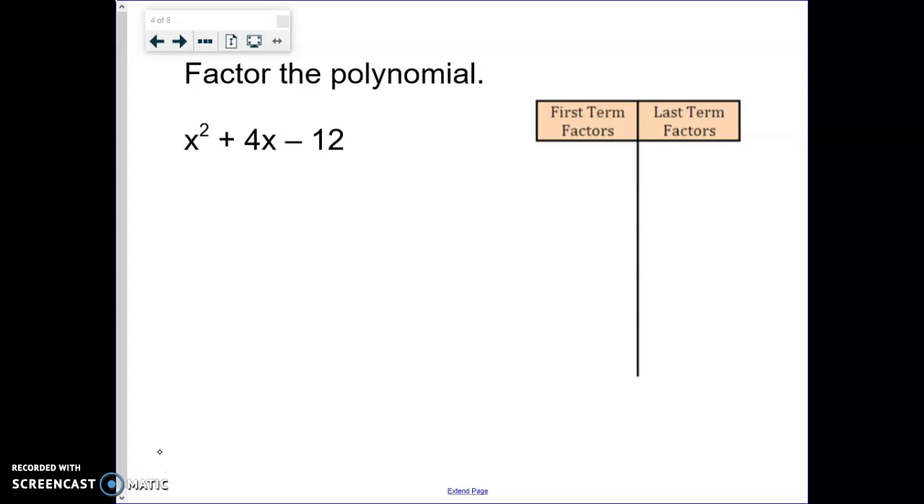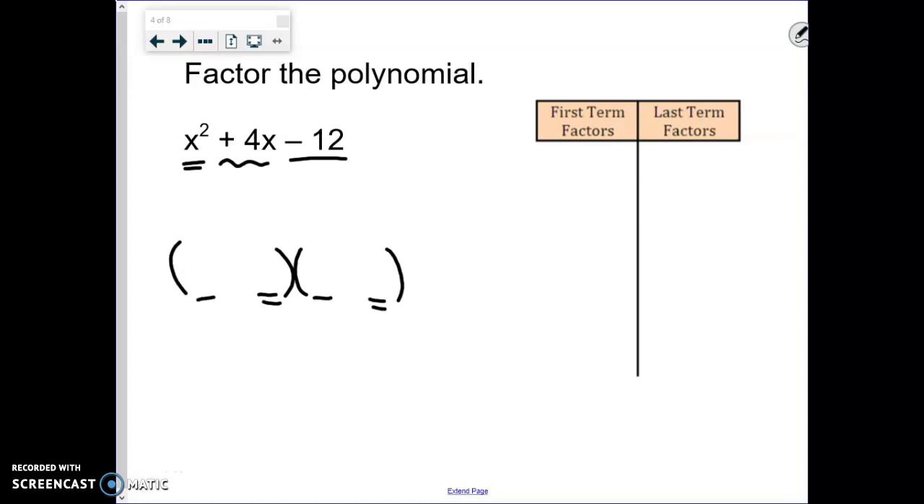So, what we're going to do is we're going to set up a little T right here where we're going to break up the factors of the first term and the factors of the last term. Because remember, when you set up your method here, we're going to break this down into two binomials. In other words, we're going to break it down into some binomial times another binomial. Well, the first terms have to give you x squared. The last terms have to give you the negative 12. And how do we get the middle term? The middle term is found by multiplying the outers and the inners and then adding or subtracting them together.